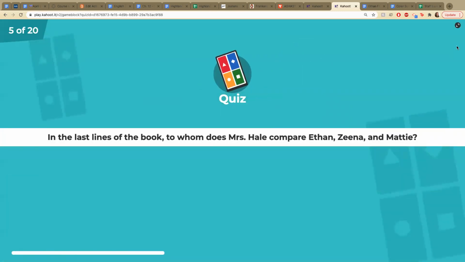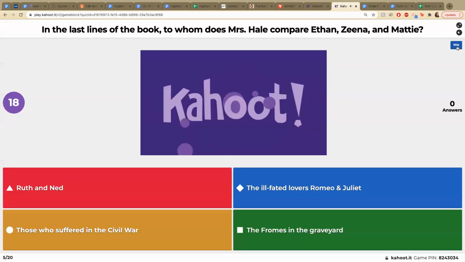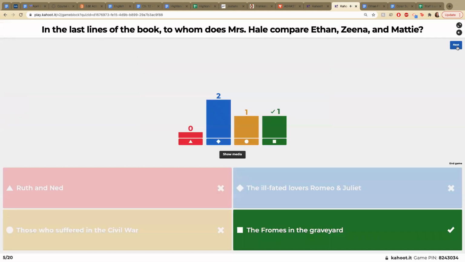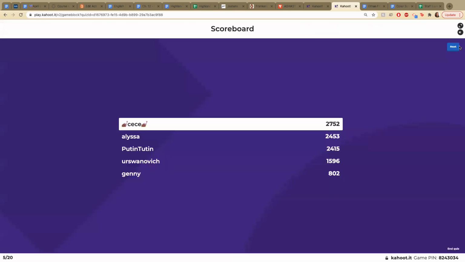In the last lines of the book, to whom does Mrs. Hale compare Ethan, Xena, and Maddie? To Ruth and Ned, to Romeo and Juliet, to those who suffered in the Civil War, or to the Fromes in the graveyard? Oh, only one person got that one right. Yeah, there's this whole thing with them being similar to what? I don't know. No, it was Alyssa.